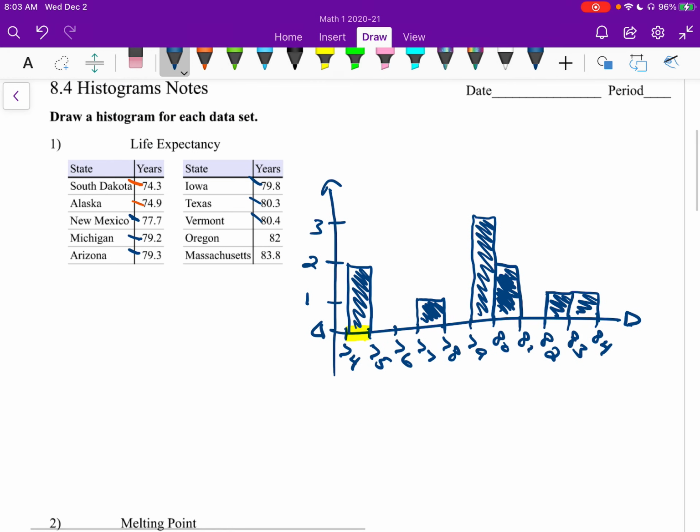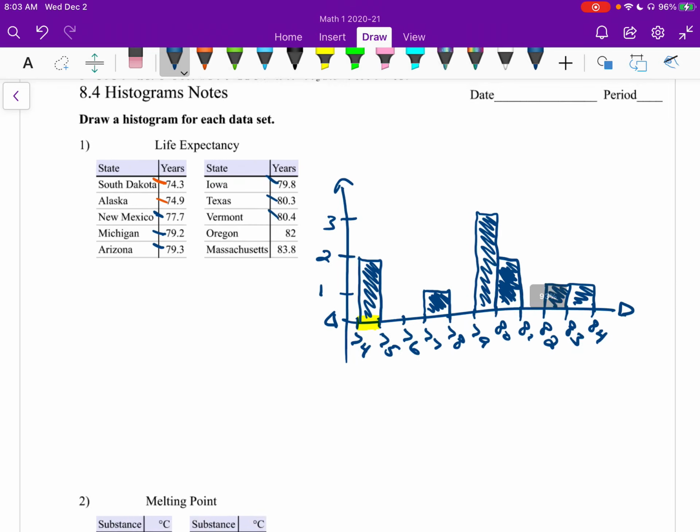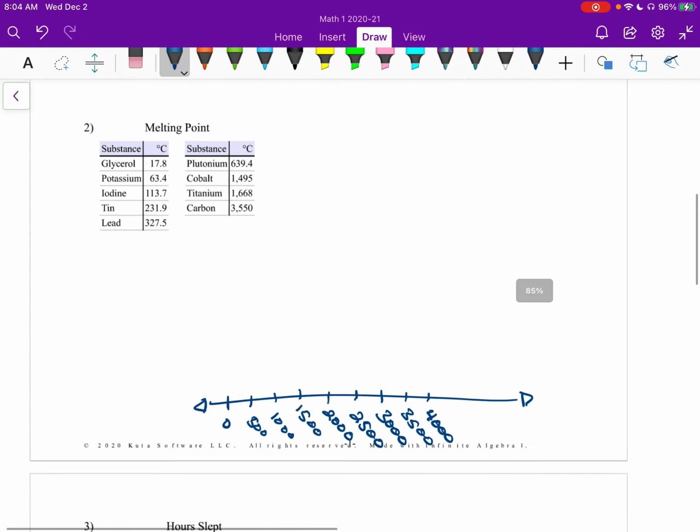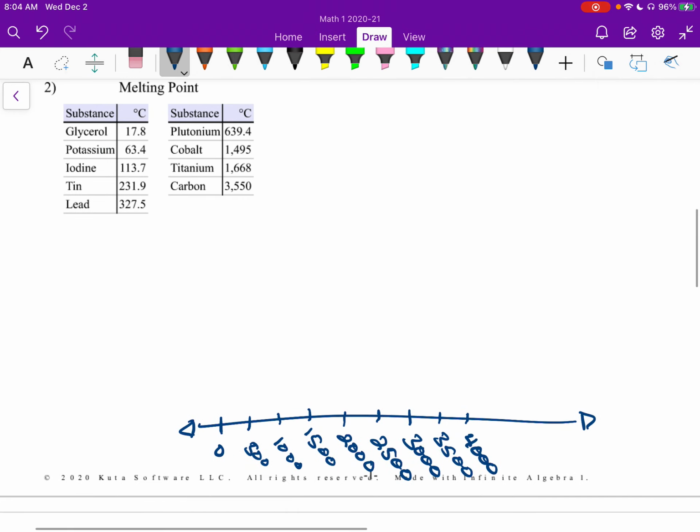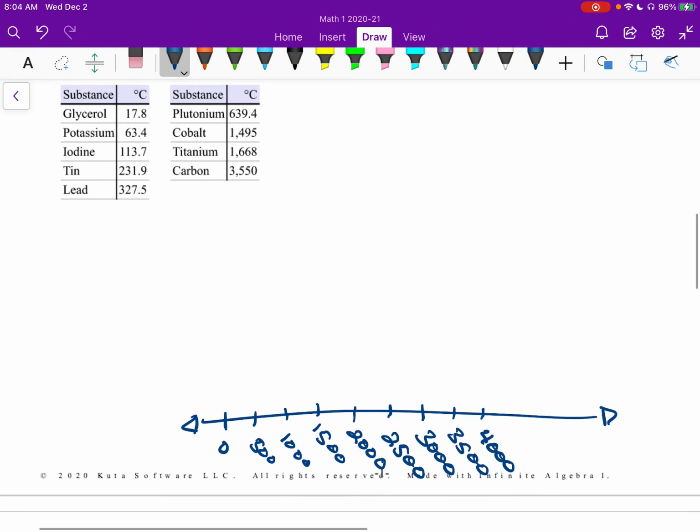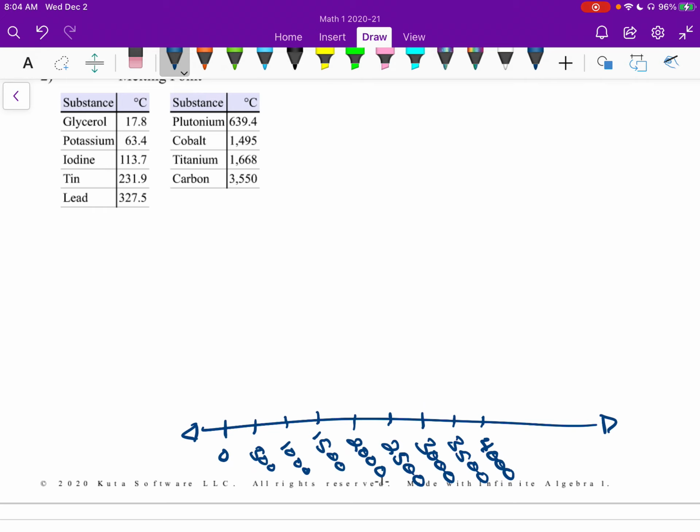So again, if they are nice, pretty numbers, and by pretty numbers, I will generally mean 2-digit numbers, you will have to draw your own line. Okay? But on number 2, the data is kind of messy. We see that we start off with 17.8, and we go up to 3,550. So that's quite the span. So I don't expect you to make the decision on how you want to graph that. I will make the decision, and I'll tell you how I want you to do that.